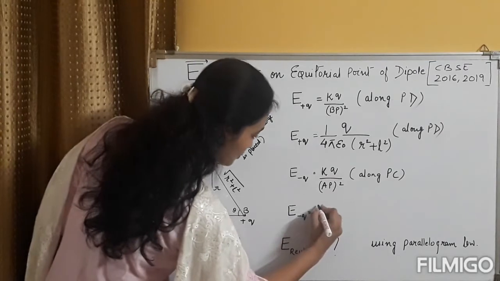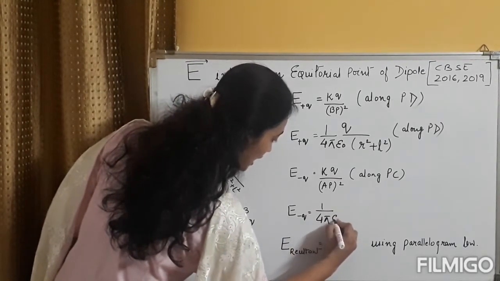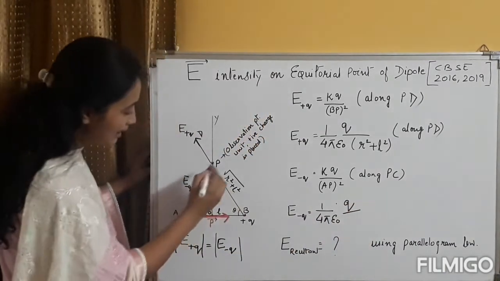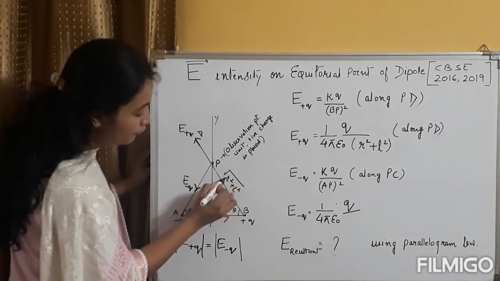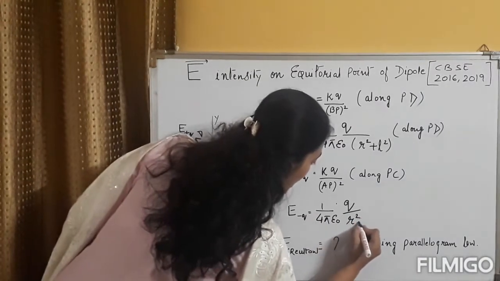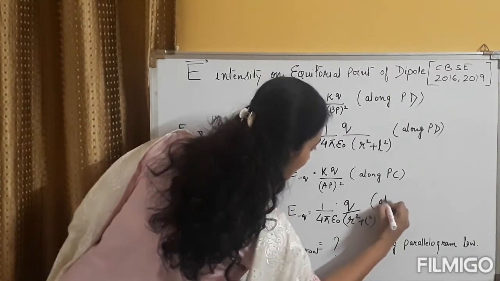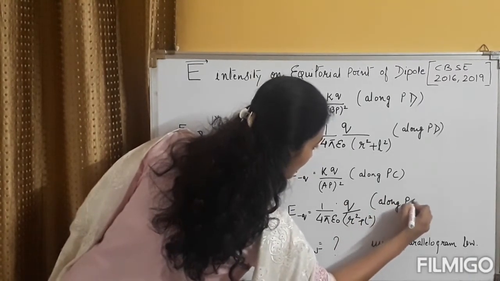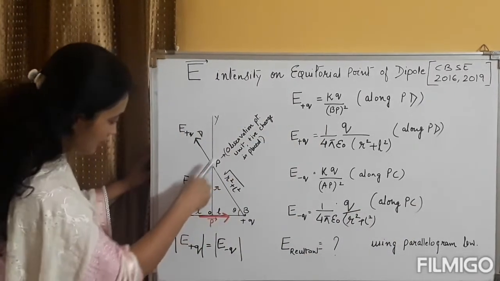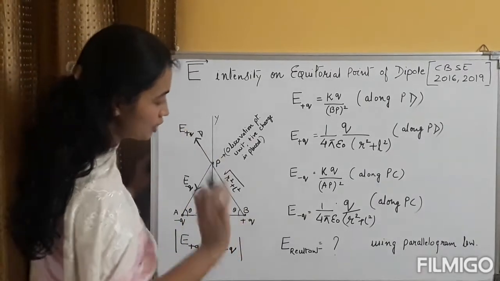If I want to write it in expanded form, I will write K is 1 by 4 pi epsilon naught. Source charge is Q. AP square is again the same thing, square of this term, R square plus L square. So root vanishes. I have the term R square plus L square. Of course the direction remains the same, which is along PC. Where is C? This point is C. PC is this direction and PD is this direction. It is according to the polarity of the charges.